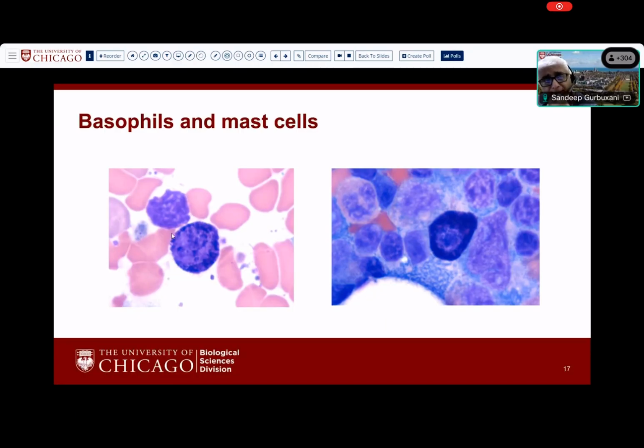Basophils, they're rare cells, but you can appreciate that there is some nuclear segmentation here as well. The granules are blue in color, they're coarse, and they almost take over the entire volume of the cell, so much so that they're lying on top of this nucleus, and the nuclear outline is not very well defined, and the chromatin is somewhat smudgy, not as crisp as it is for eosinophils and neutrophils.